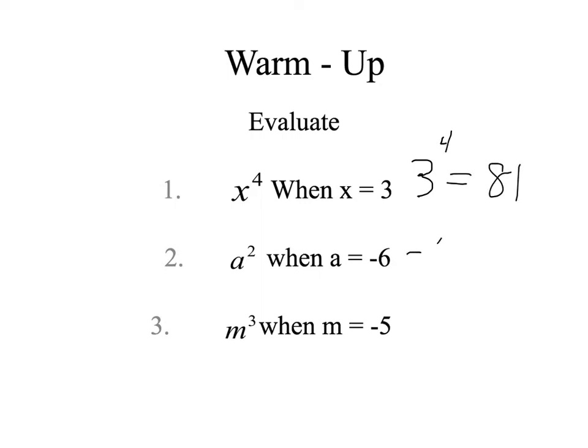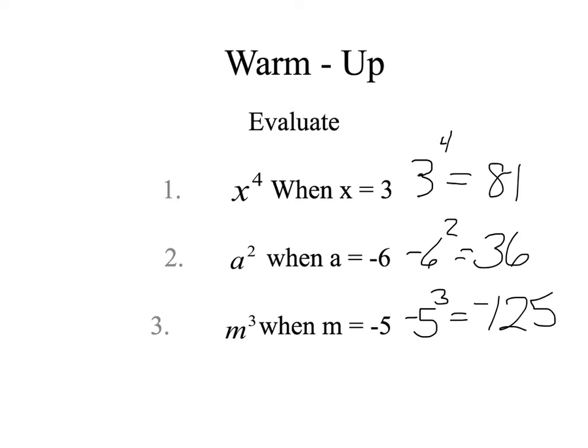Number 2 would be negative 6 squared. Negative 6 times negative 6 is positive 36. And 3 is negative 5 to the 3rd power. Negative 5 times negative 5 is positive 25. 25 times negative 5 is negative 125, which is the answer for the third one.